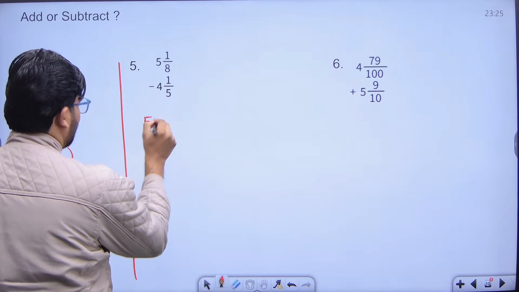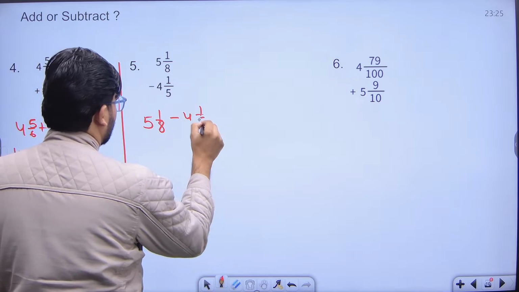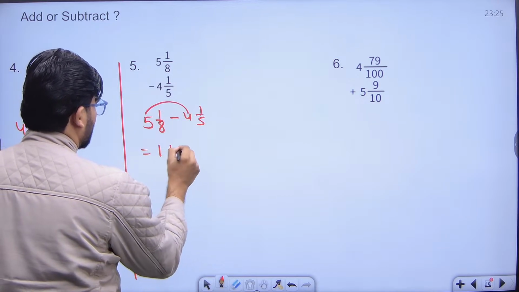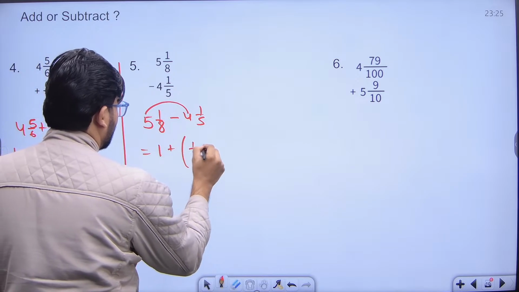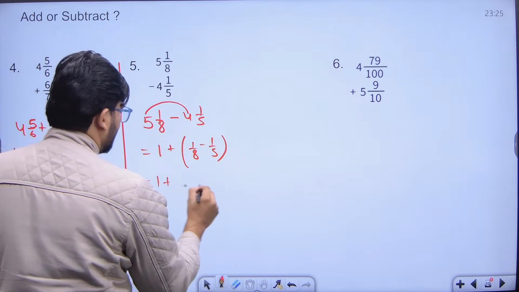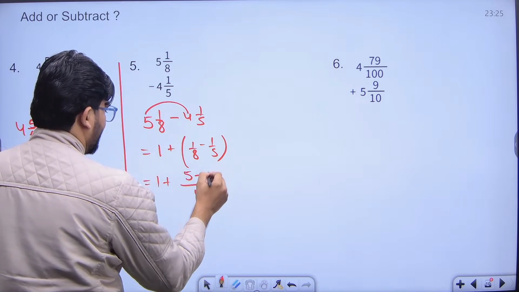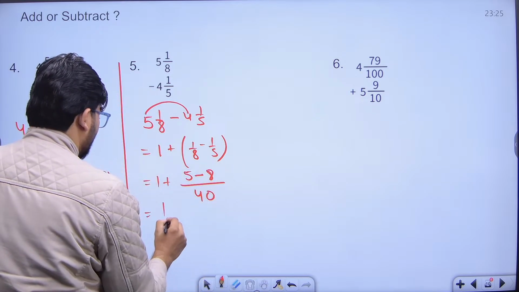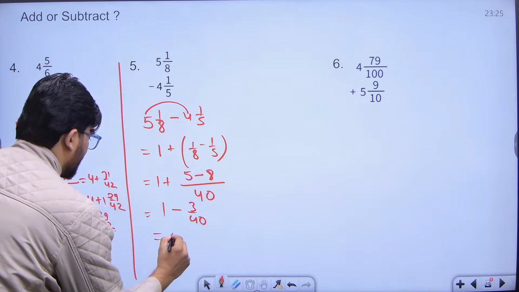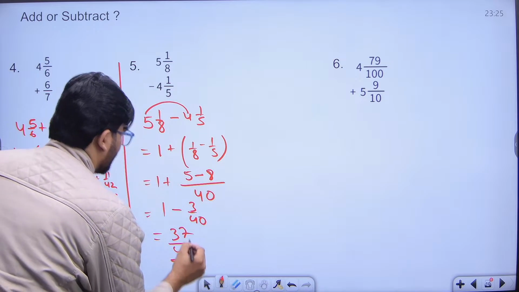Now you have 5 1 by 8 minus 4 1 by 5. So 5 minus 4 is how much? 1, plus 1 by 8 minus 1 by 5. So 1 plus, if you take the LCM, it is going to be 40. So 5 minus 8, that is 1 minus 3 by 40. So the answer is going to be 37 by 40.